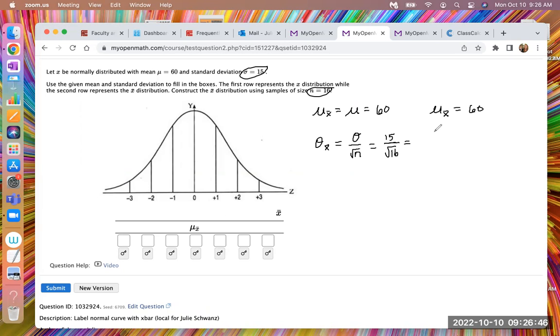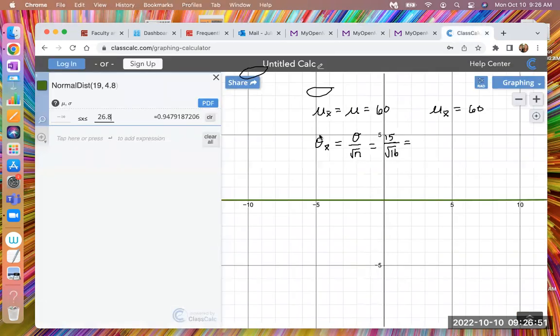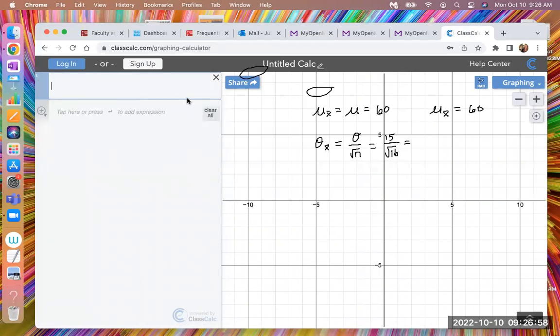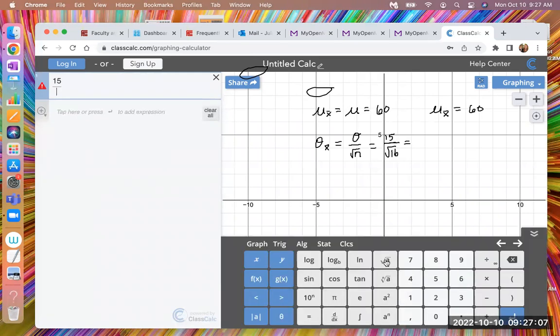I'm going to go ahead and use class calc so you can see what I'm doing. I just need to put 15 divided by the square root of 16. I get 3.75. So the standard deviation of the sampling distribution of the sample mean is 3.75.